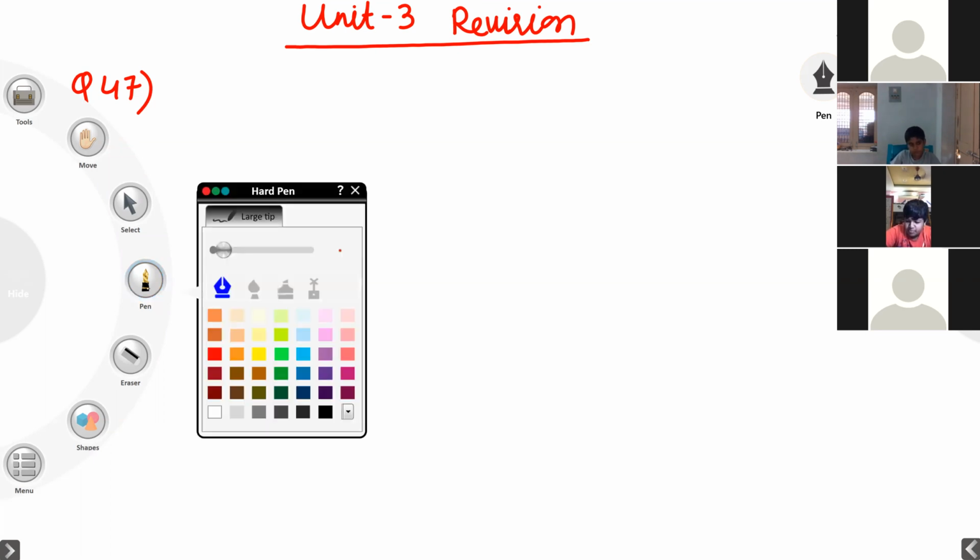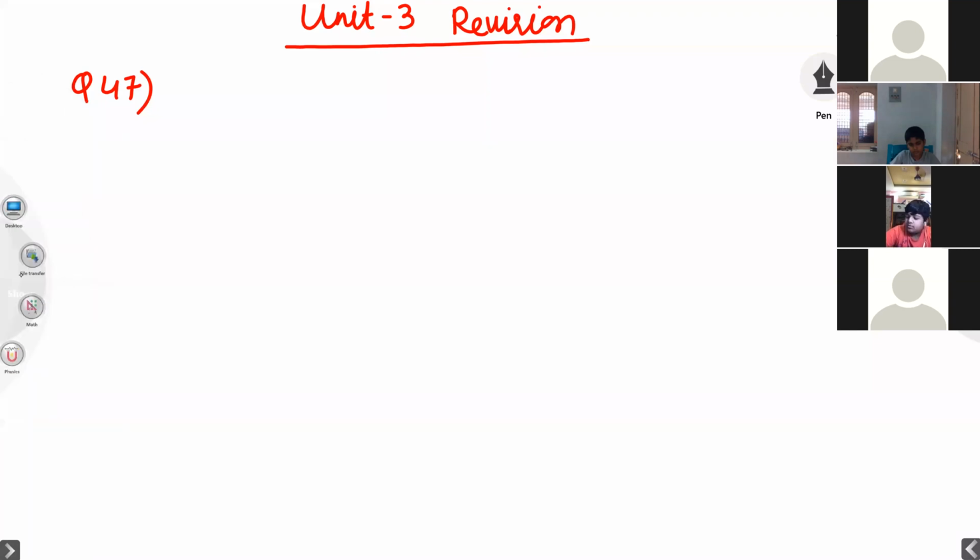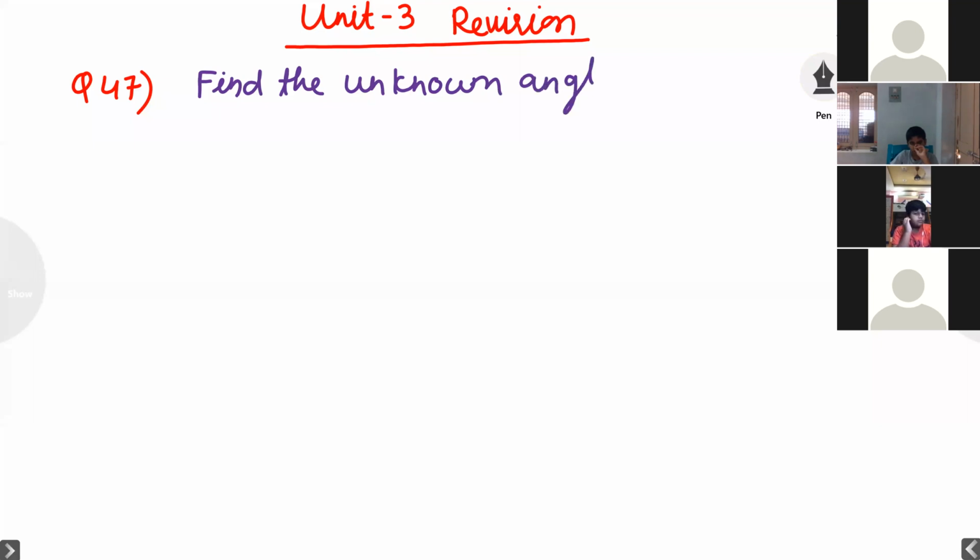Question number 47, note down. Find the unknown angles in the given figures. First figure.